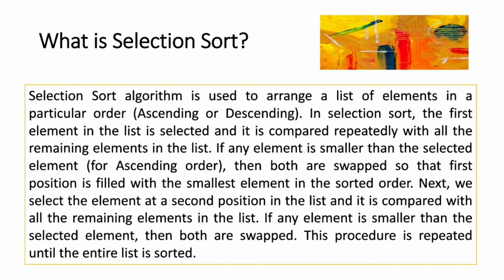Next, we select the element at the second position in the list and it is compared with all the remaining elements of the list. If any element is found which is again the smallest element, then it is put at the second position in the list. Similarly, the procedure is repeated so that we can get a list in the ascending order. For the descending order, we proceed with the opposite steps. Here we are finding the smallest element, and for the descending order we can find the maximum element and so on. So let us see an example so that this particular procedure becomes very clear to all of you.